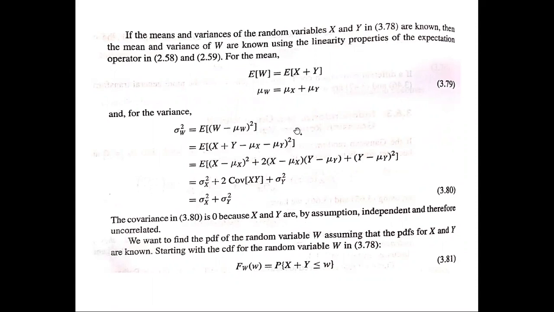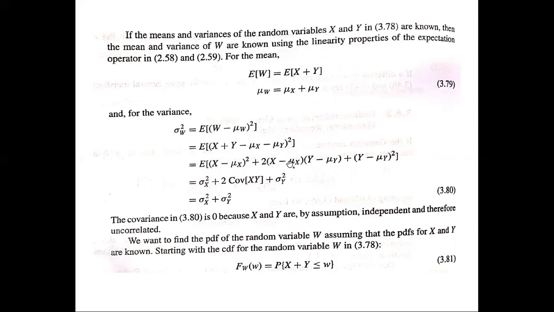So x minus mu x can be considered as a, and y minus mu y can be considered as b. So a plus b whole squared gives a squared plus 2ab plus b squared. That gives us x minus mu x whole squared plus 2 into x minus mu x into y minus mu y plus y minus mu y whole squared. If you take the expectation of this, x minus mu x whole squared is nothing but the variance of x, which is sigma x squared.